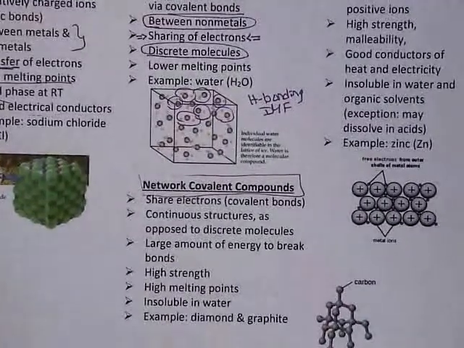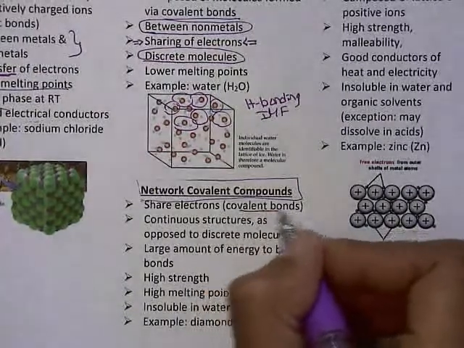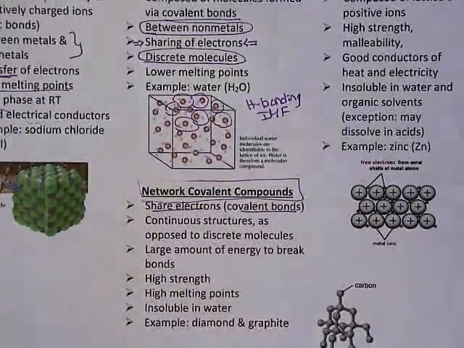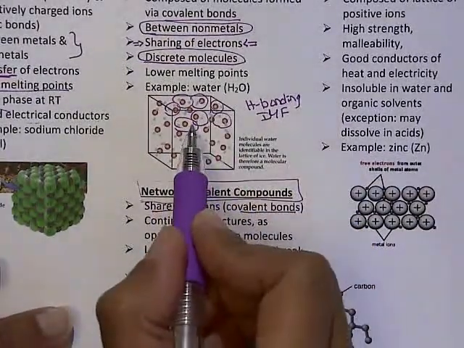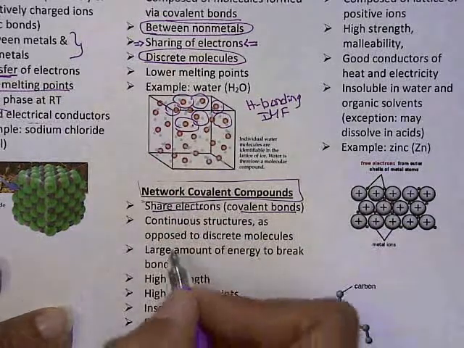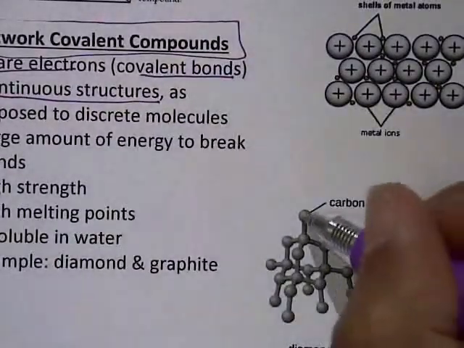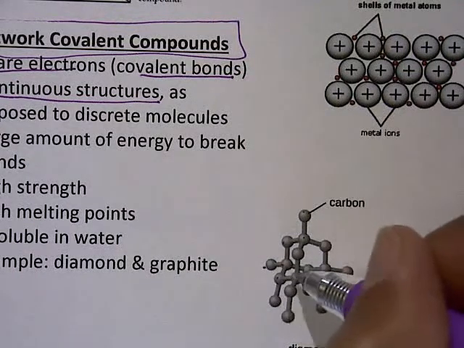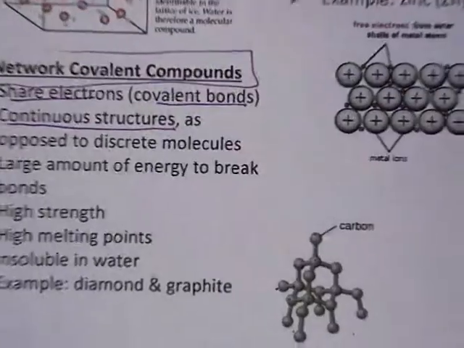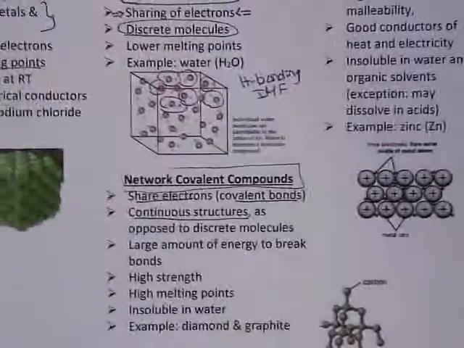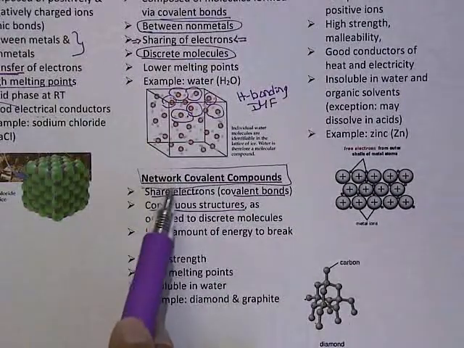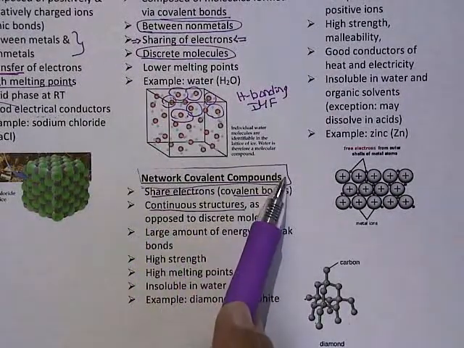Next up is network covalent compounds. So these are also comprised of covalent bonds because they share electrons, but instead of being discrete molecules, they're non-discrete in the sense that they're actually continuous structures. An example of that is diamond, and we showed this to you in lecture. Diamond is comprised of carbon atoms covalently bonded to one another. So it's actually a network of covalent bonds, and that's why this class of compounds is referred to as network covalent compounds.